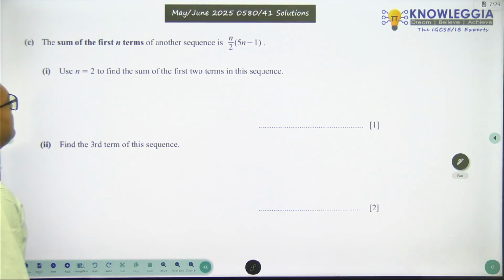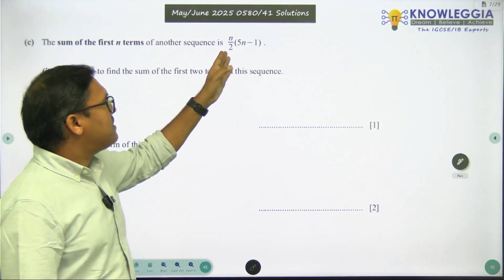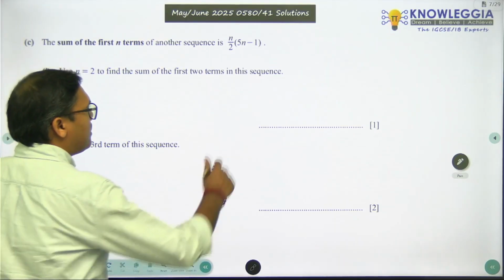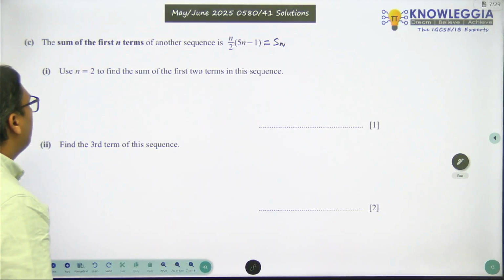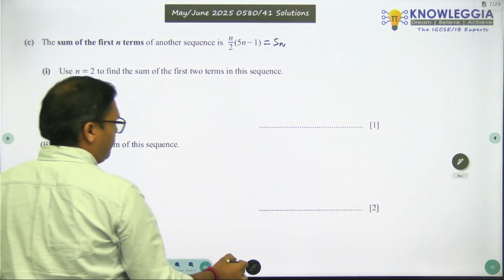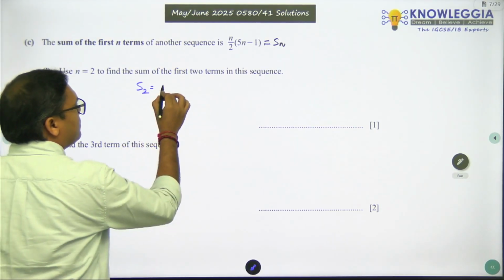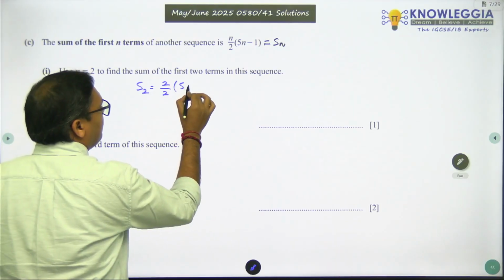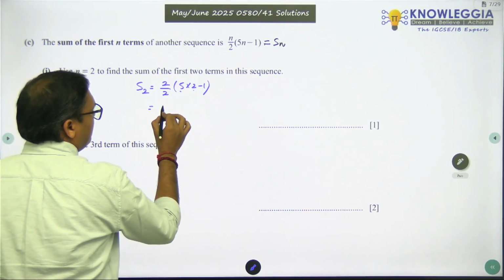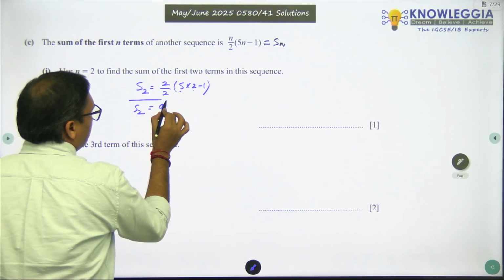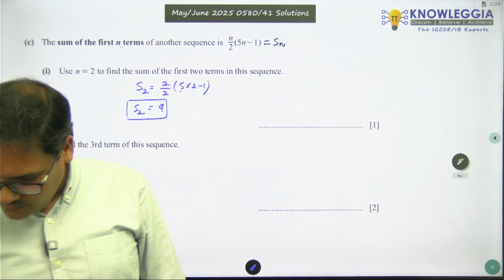The next question on the sequence. The sum of the first n terms of another sequence is given. For this series, it is given that the sum of n terms is Sn. Find the sum of the first 2 terms. So just put n equal to 2. This is 2 divided by 2 into 5 into 2 minus 1. So you can see this is 1 and this is 10 minus 1, which is 9. So the sum of 2 terms is equal to 9. That is the answer for this question. So 9 is the correct answer.